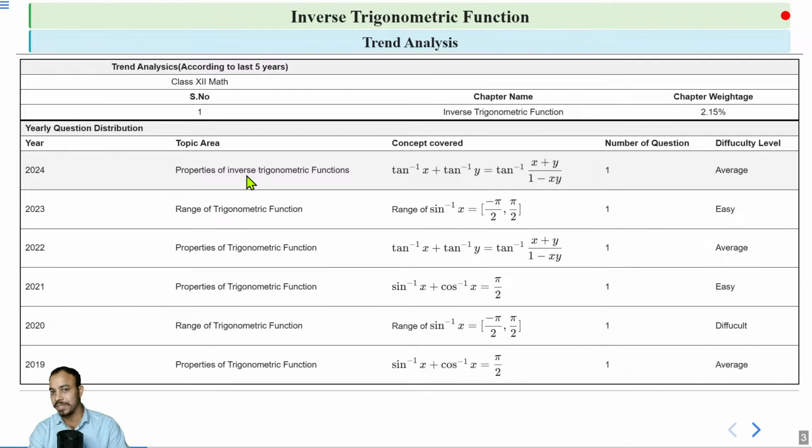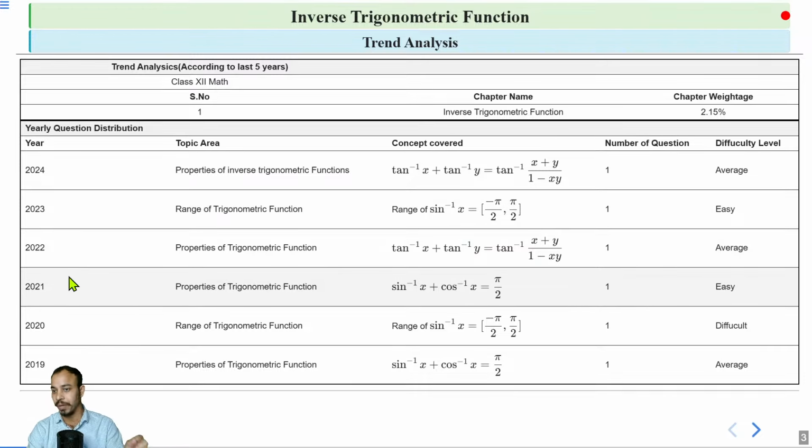Then see the yearly question distribution. In 2024, one question was asked based on properties of inverse trigonometric functions, and the concept covered was tan inverse x plus tan inverse y equal to tan inverse of (x plus y) divided by (1 minus xy), and the difficulty level was average. In 2023, one question was asked based on the range of a trigonometric function, and the concept covered was the range of sine inverse x, which is the closed interval minus pi by 2 comma pi by 2, and the difficulty level was easy.